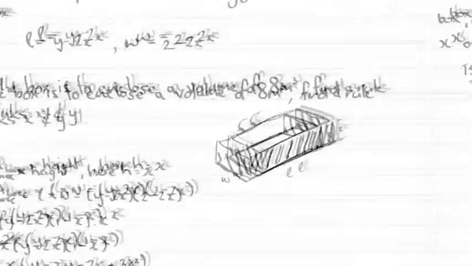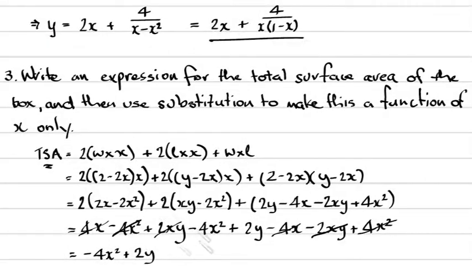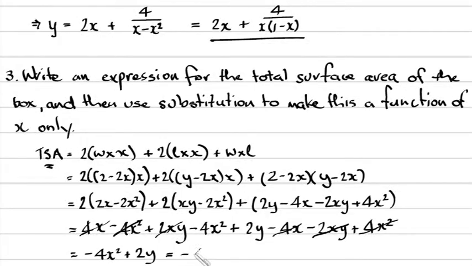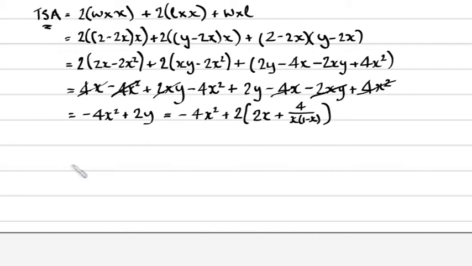But we now haven't yet used a substitution, so we need to substitute the value that we have for Y. You'll recall that Y is equal to 2X plus 4 over X outside of 1 minus X. So we need to substitute that now for the value of Y. And we get this expression, minus 4X squared plus 2 outside of 2X plus 4 over X outside of 1 minus X. Tidying this up carefully, taking the 2 through the brackets, we get minus 4X squared plus 4X plus 8 over X outside of 1 minus X.